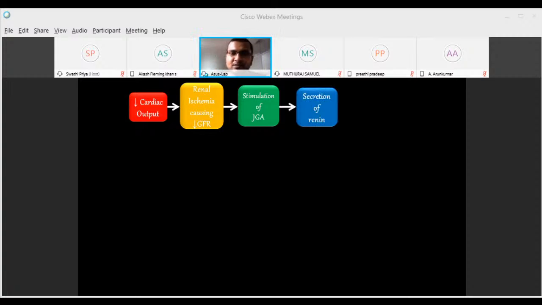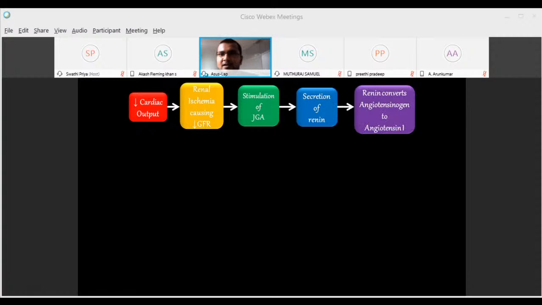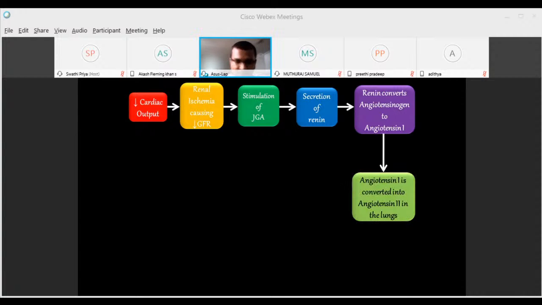What is the main function of renin? Renin is a hormone produced by the kidney, which helps in the maintenance of blood pressure. Now I'm going to teach you how renin increases the blood pressure. In the blood you already have angiotensinogen. What is angiotensinogen? It is a glycoprotein produced by the liver. Renin converts this angiotensinogen to angiotensin 1. What is the main function of angiotensin 1? It is not known for any biological function, but it is a precursor of angiotensin 2.